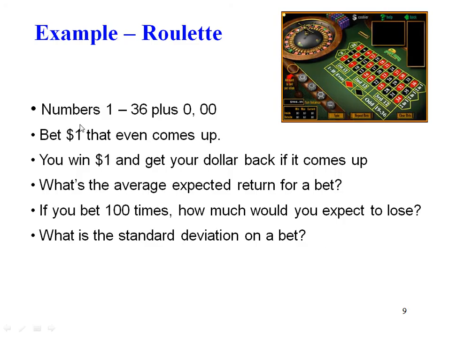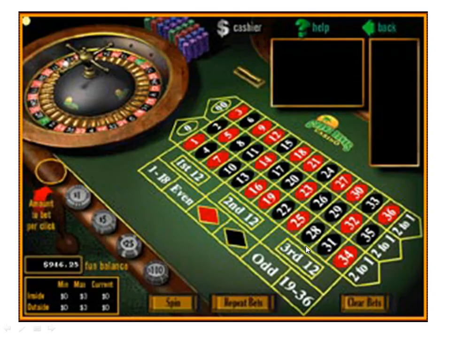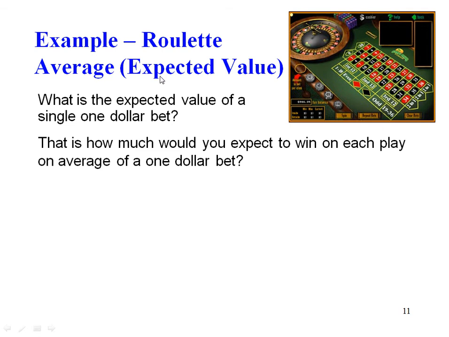Okay. So there's numbers 1 through 36 plus a 0 and a double 0. You bet $1 that even comes up. You win $1 if it comes up even, and you lose if it doesn't. What's the expected value for this? If you play 100 times, how much would you expect to win or lose, and what is the standard deviation on a bet? Okay, so what's the expected value? That is, how much would you expect to win or lose on each play of $1 on average?